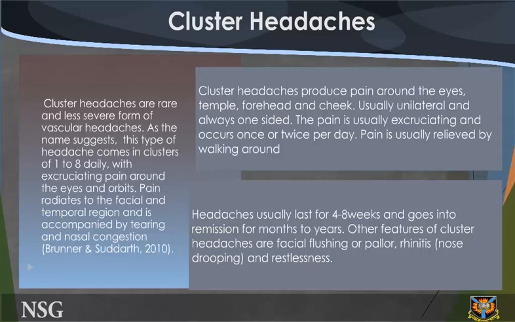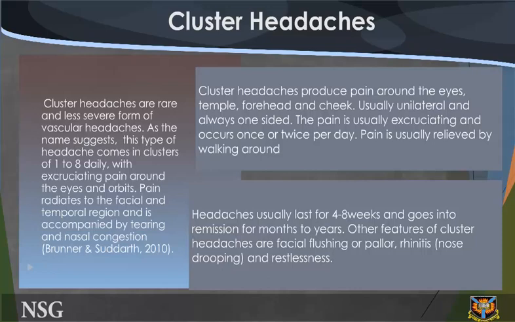(Bronner and Sudat, 2010). Cluster headaches produce pain around the eyes, temple, forehead, and cheek, usually unilateral and always one-sided. The pain is usually excruciating and occurs once or twice per day. Pain is usually relieved by walking around.